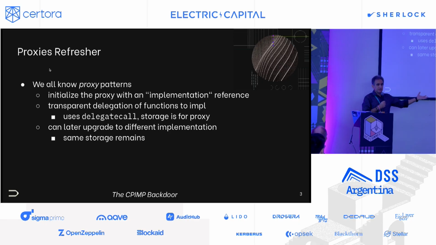Now, we all know proxy patterns, right? They're not even a thing from the blockchain. They existed even before smart contracts. Like in traditional object-oriented programming, you have an object, it has an implementation reference in it, and it delegates to an implementation. Clearly, in smart contracts, we do it in a little more sophisticated way. We use delegatecall, so the storage is for the proxy, but the implementation can act on that storage. I'm going fast because I think you've all seen this, but just as a quick refresher, when the proxy is initialized, it gets the implementation reference. Later, we can upgrade to a different implementation.